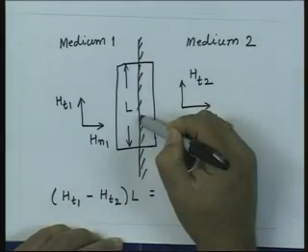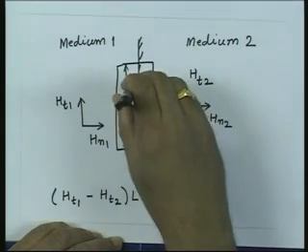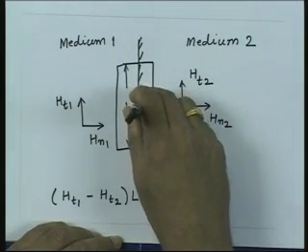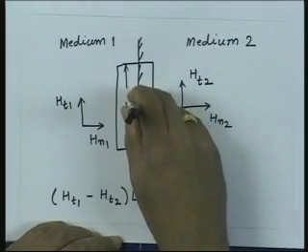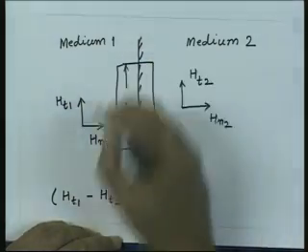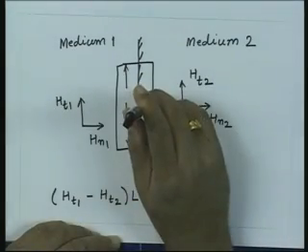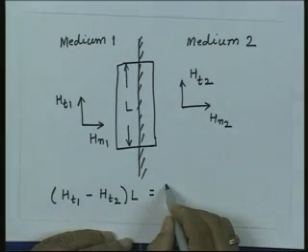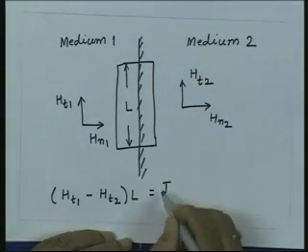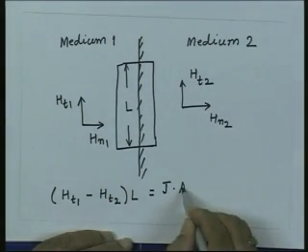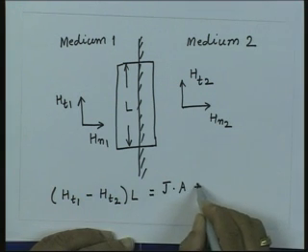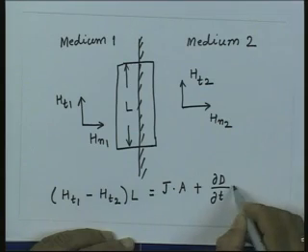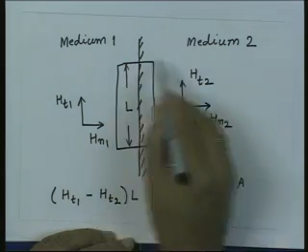The other possibility is that I have a displacement vector which is perpendicular to the plane of the paper. If I have time varying fields, then I will have the displacement current density, which if I multiply again by the area of the loop, I will get the displacement current enclosed by the loop. So one contribution is the conduction current density J multiplied by the area of the loop, plus the displacement current density dD/dt multiplied by the area of this loop.